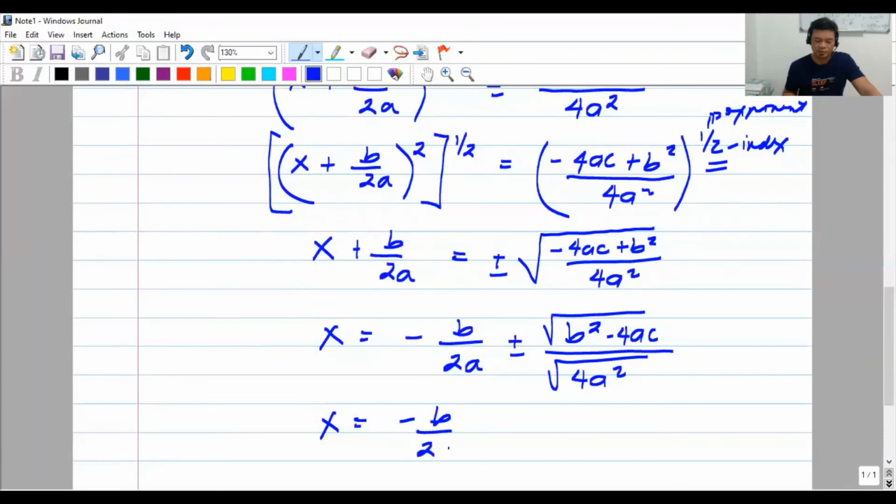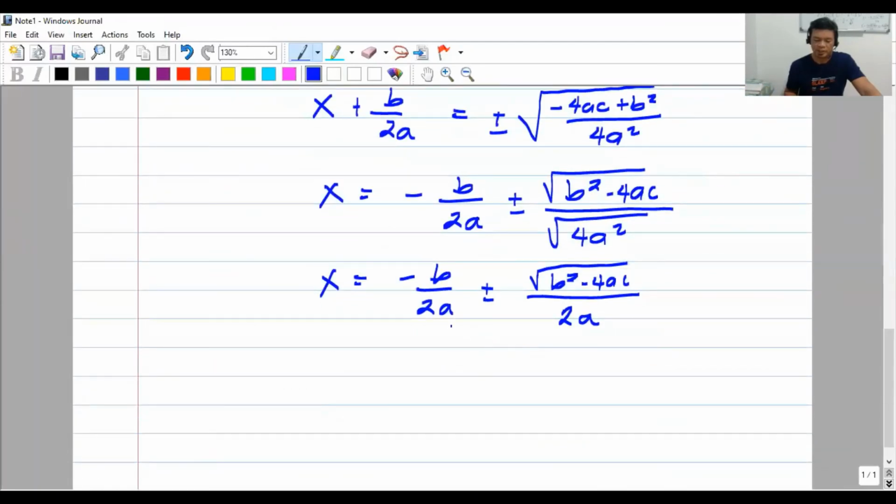And we have negative b over 2a plus minus. So since our radicand here cannot be extracted, the roots cannot be extracted, so we retain the square root of b squared minus 4ac, and the square root of 4a squared is 2a, the square root of 4 is 2, and the square root of a squared is a, so we have 2a. Observe that the denominators of these two fractions are the same. So we have to put the numerators under one denominator.